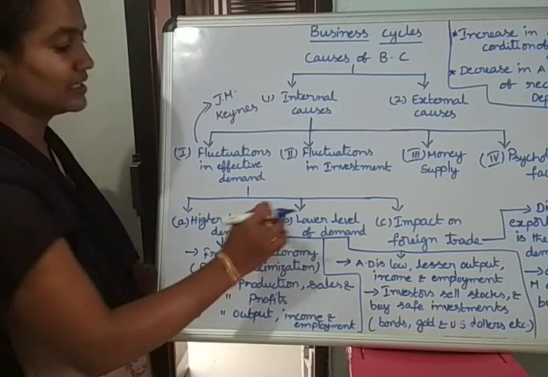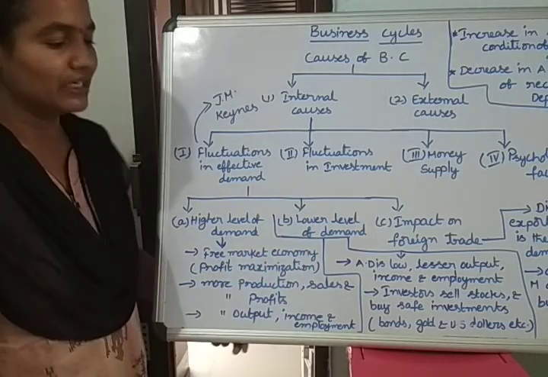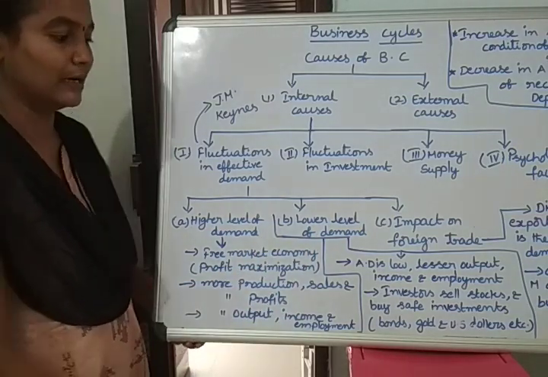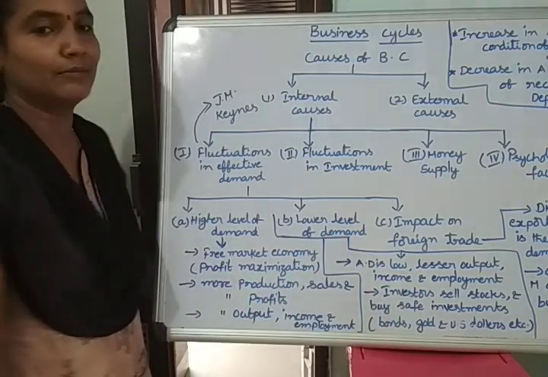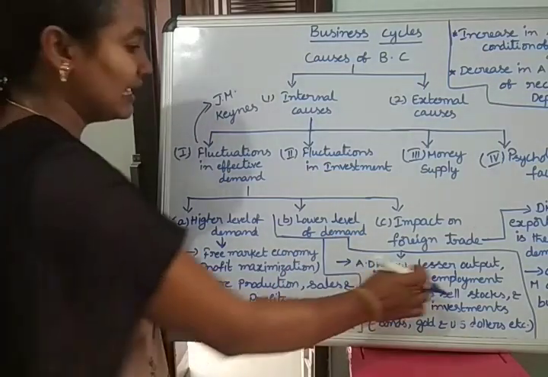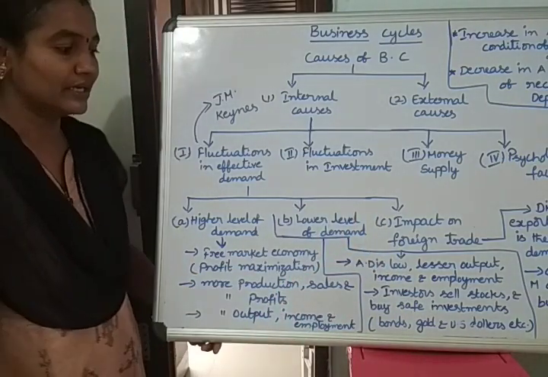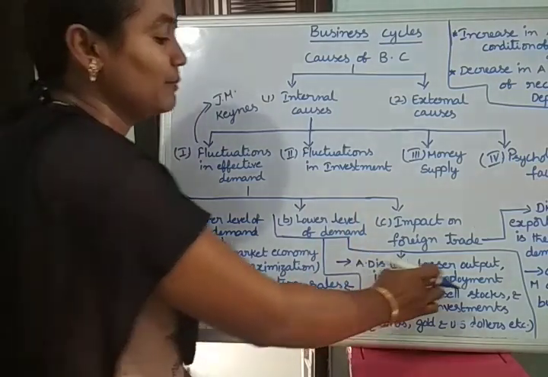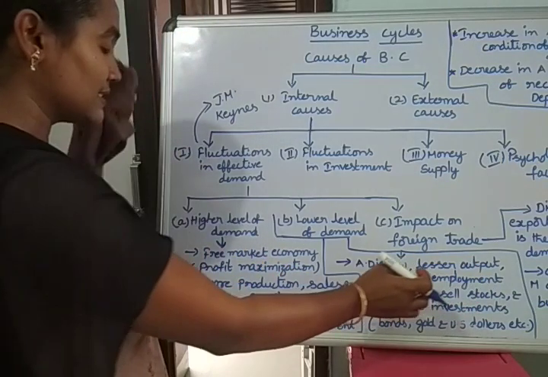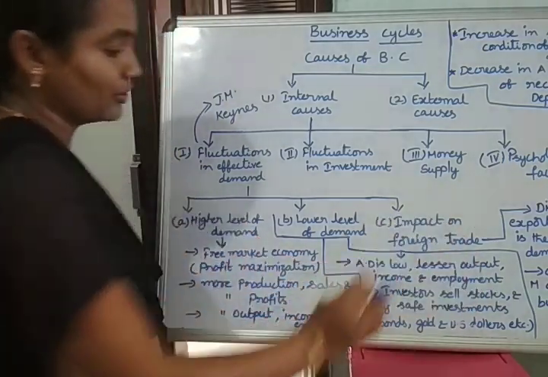And the second one is a lower level of income. When we see this lower level of income, when AD, that is aggregate demand, is low, then there is lesser output. Because when people demand a smaller quantity of goods and services, producers try to produce a lesser quantity as well.